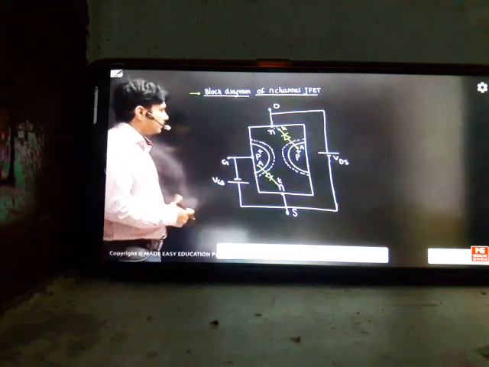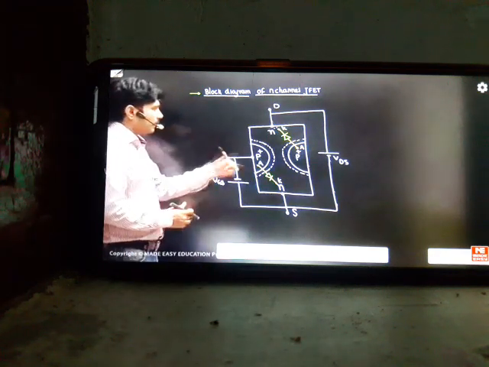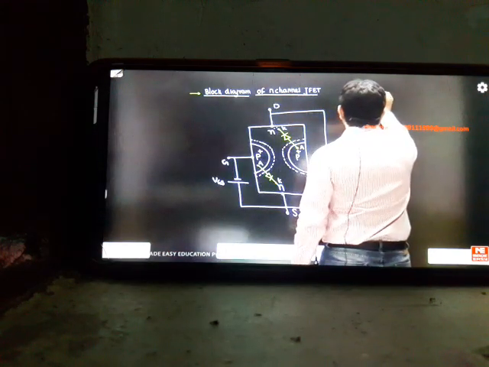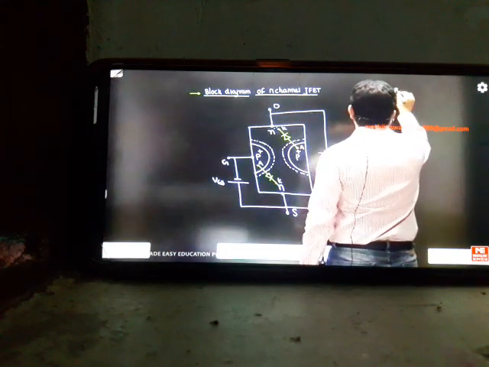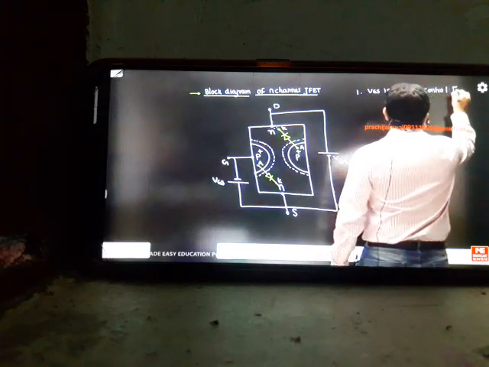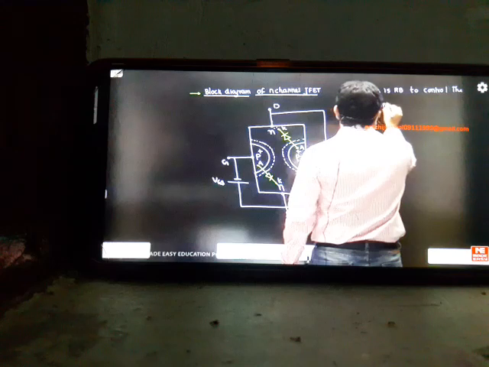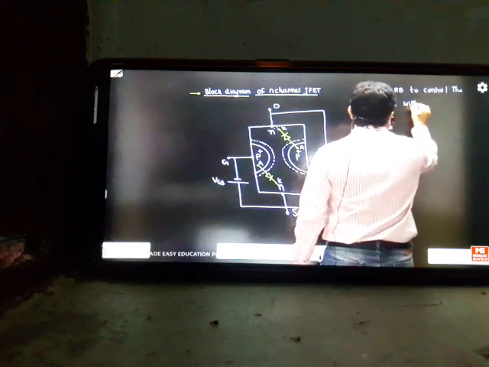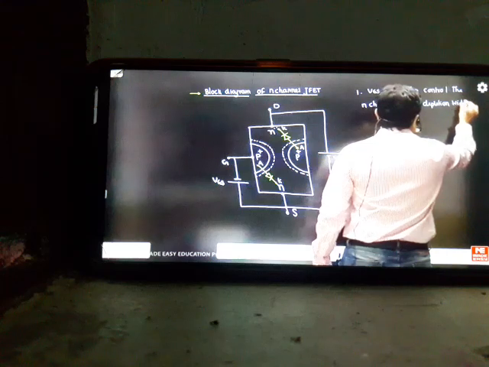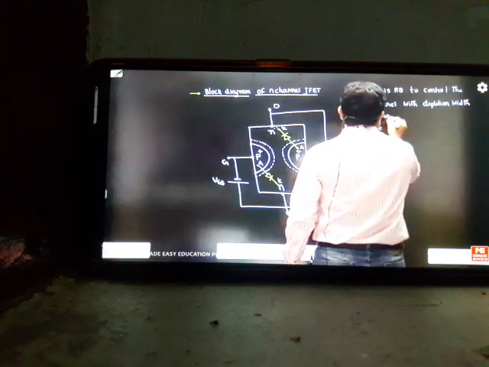Now by seeing this device, can you tell me what is the reason you are applying VGS and what is the reason you are applying VDS? I'm trying to analyze the concept. So first point, VGS is reverse bias to control the N channel with the depletion mechanism. So this is the main secret actually.